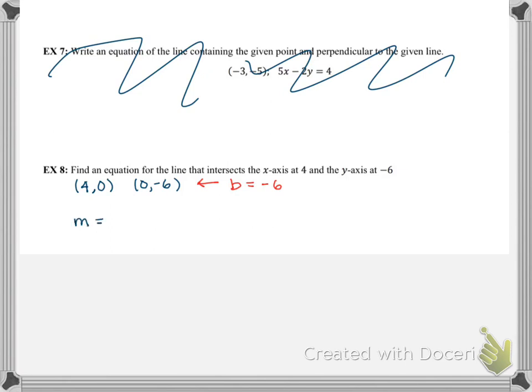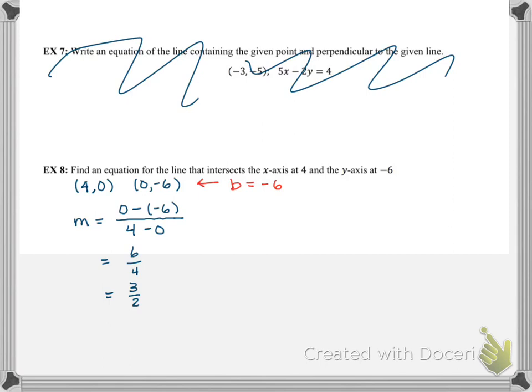m equals 0 minus -6 over 4 minus 0, which is 6/4, which gives us 3/2. So now we have both m and b.